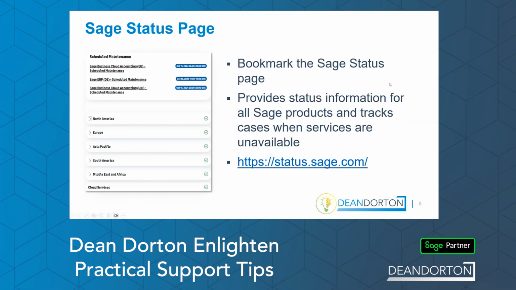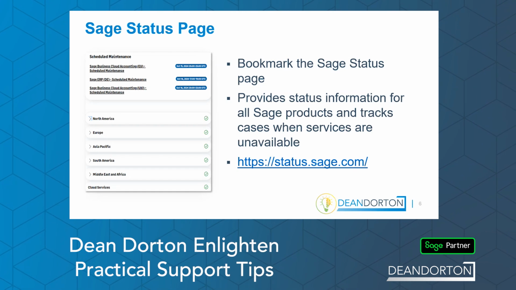And the last place I want to point out is the Sage Intacct status page, or rather Sage status page, because it's on all of the Sage products. I really recommend bookmarking this. It provides status information for every Sage product. It tracks cases when services are unavailable.